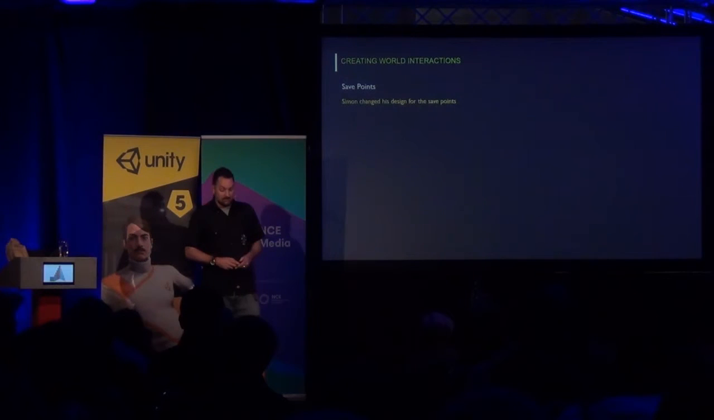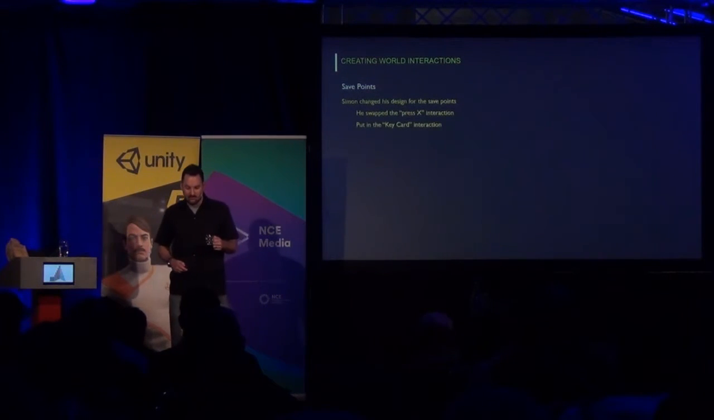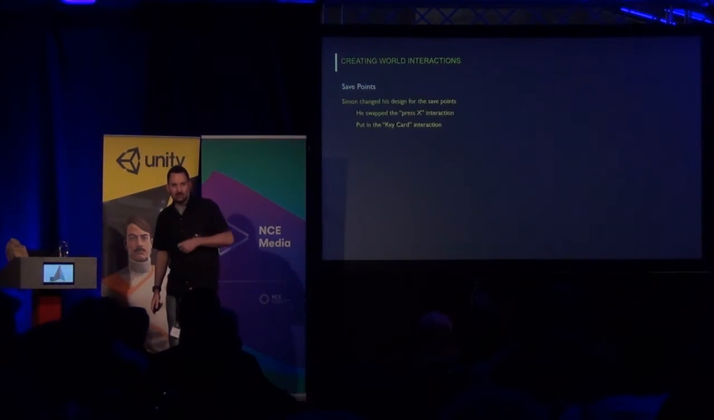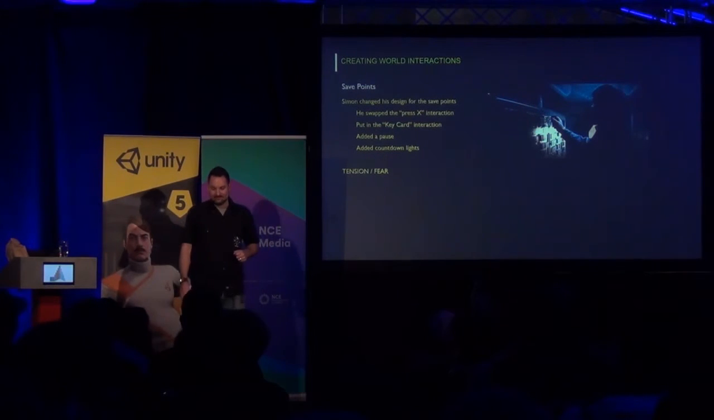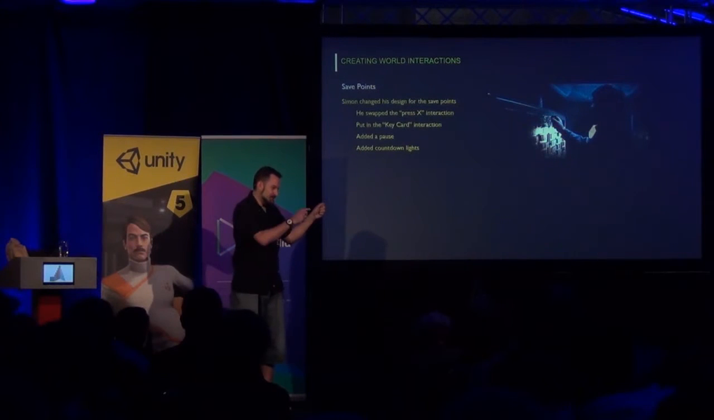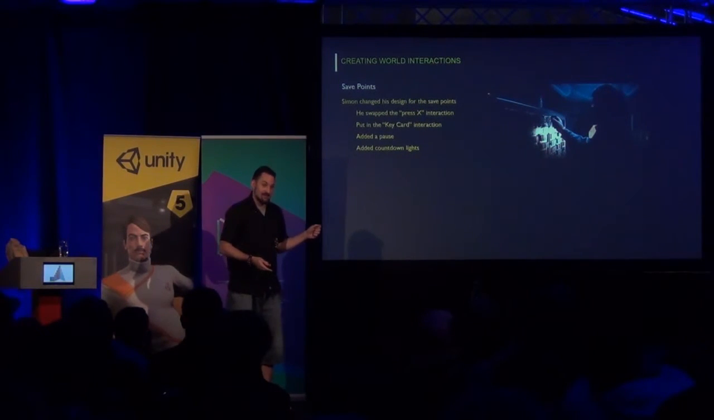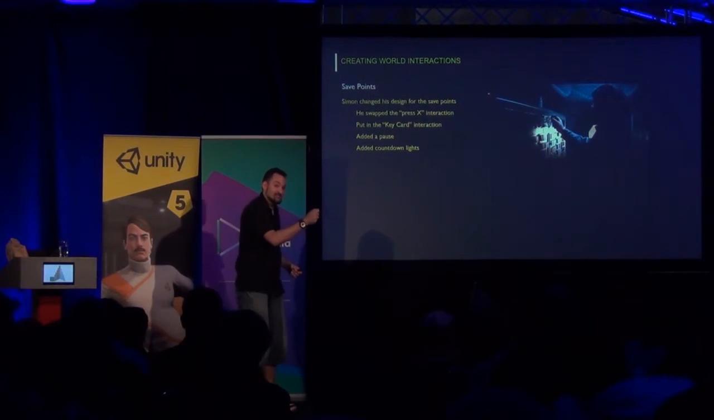So Simon wasn't quite done yet. He actually went further with it. He took one of the animations, and he swapped the press X interaction for an insert card one that we already had for operating certain doors. He put a delay in it, and he added countdown lights. So what happened was you went up to this machine, you put in the card, the lights went blip, blip, blip, and then it saved.